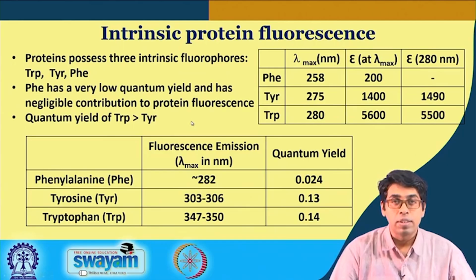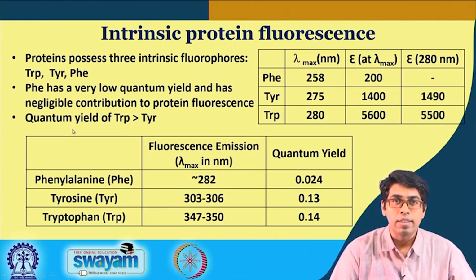So, next we learnt about the intrinsic protein fluorescence. You will see that the fluorescence emission was recorded at higher wavelengths. Even though the excitation was done in the near UV range, the emission spectra was collected at different wavelengths for these three different amino acids. For phenylalanine it was around 280, for tyrosine it was around 305 nanometers, and for tryptophan it was around 350 nanometers. When we learnt about fluorescence, we also learnt about an important parameter, that is quantum yield.